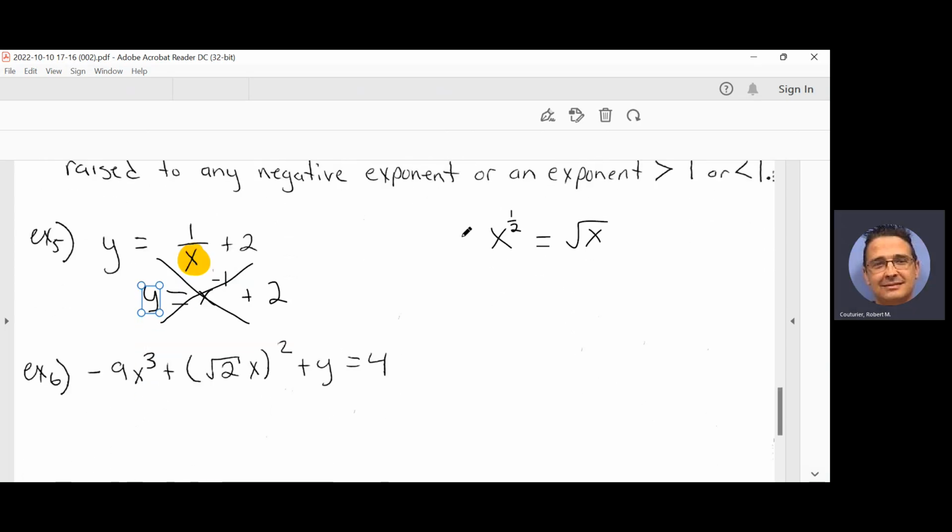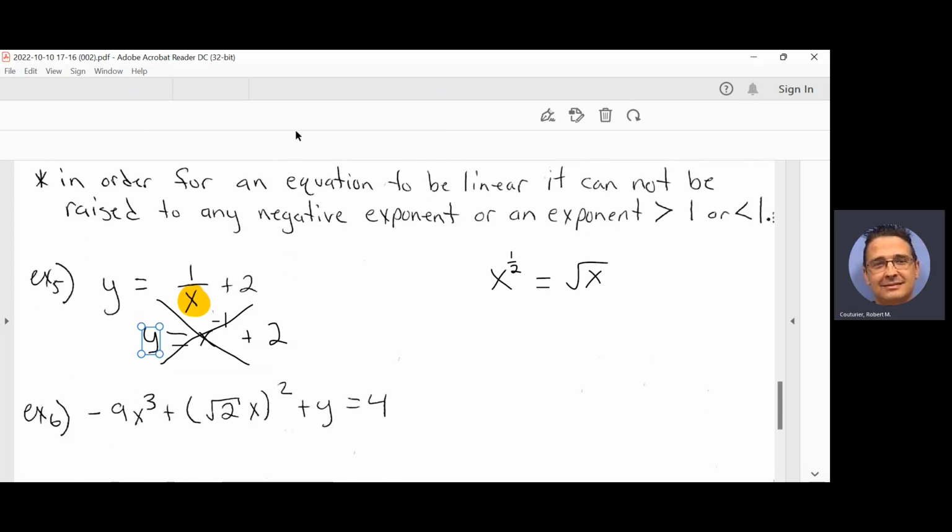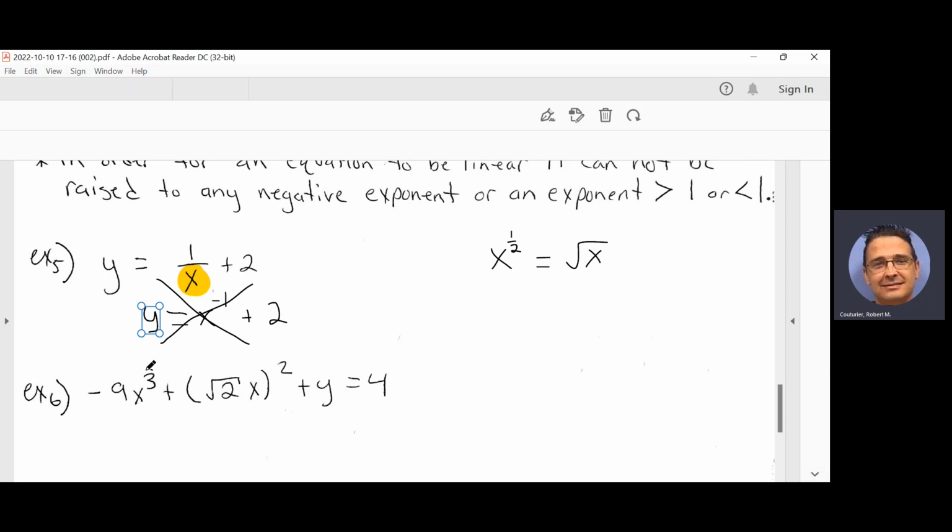Here's one super easy for us to tell. All right, look, right here. It's raised to a power of 2 or 3. Here, if you use the power to power rule, then you'd have it also raised to another power other than 1. This is not linear because we have powers that are greater than 1.